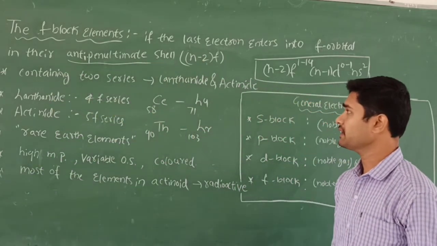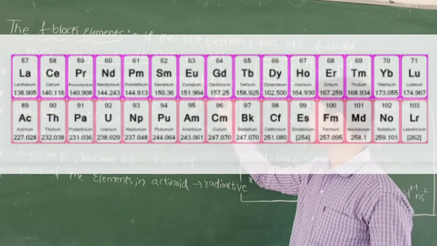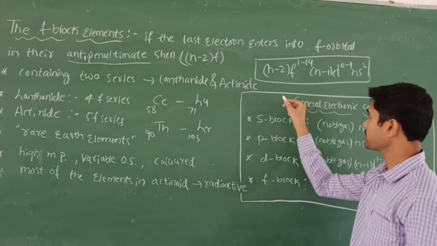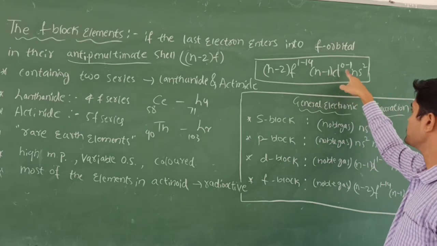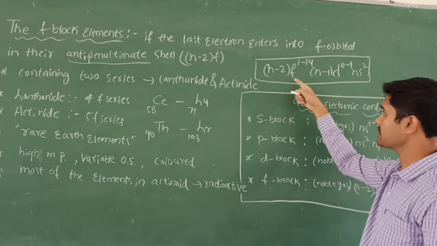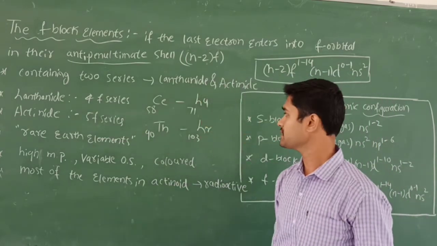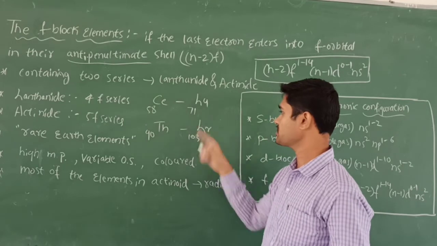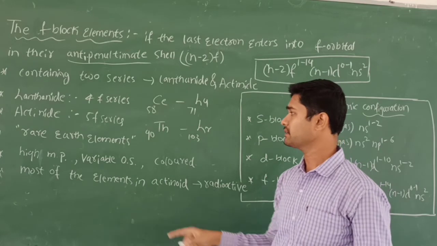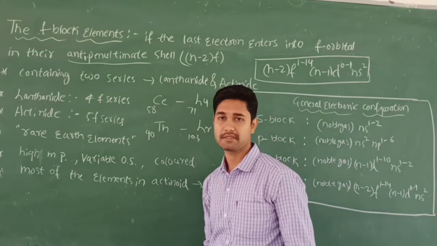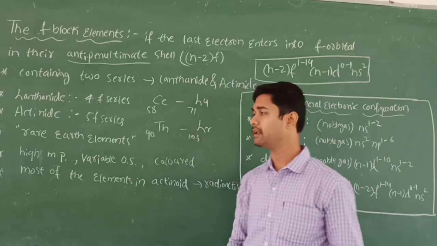The f block elements contain mainly two series, called the lanthanide series and the actinide series, and the general electronic configuration is n-2 f 1 to 14, n-1 d 0 to 1, and ns2. This is the general electronic configuration. The lanthanide series is called the 4f series. It starts from cerium to lutetium, and actinide is the 5f series, which starts from thorium to lawrencium. They are called rare earth elements because they usually exist in the earth's crust. That is called rare earth elements.